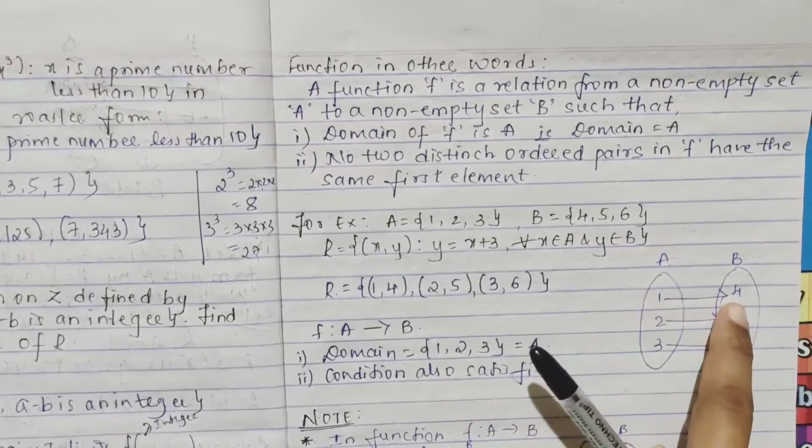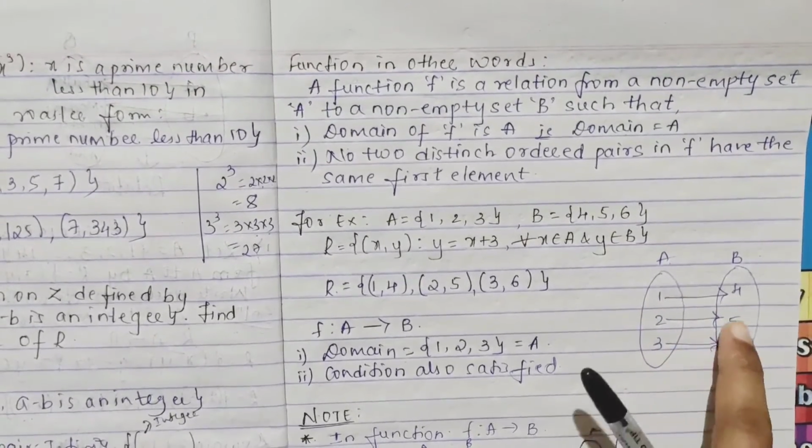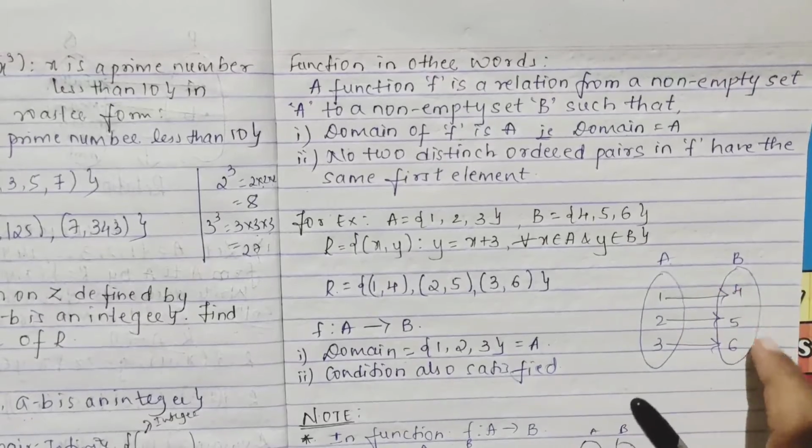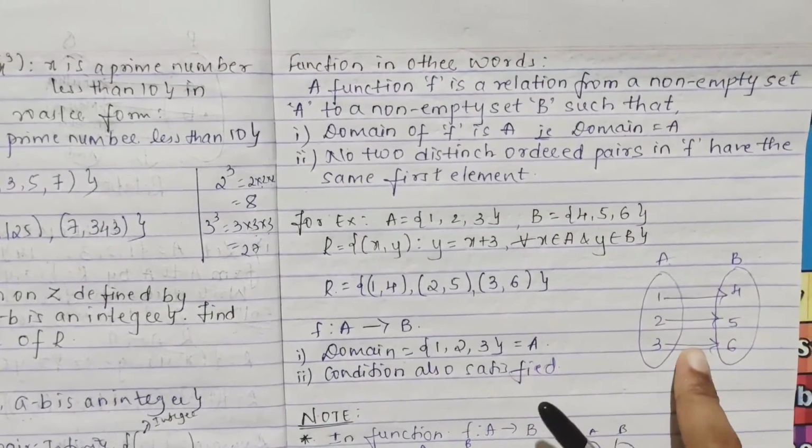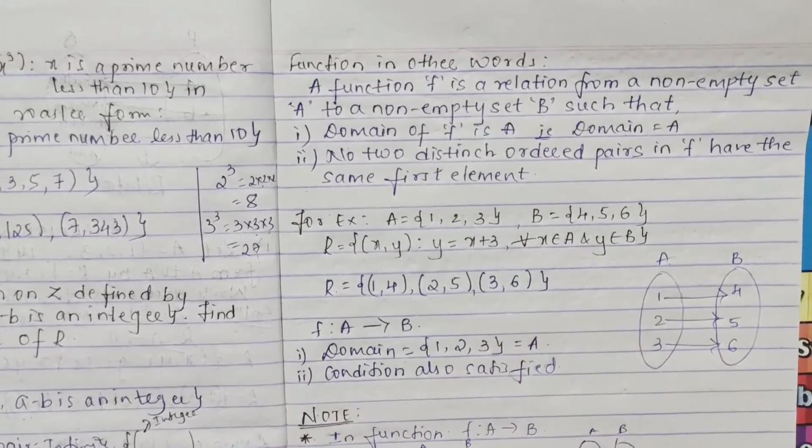So you see here 1 is mapped with 4, 2 is mapped with 3, 5, 3 is mapped with 6. So it is not mapped with the same element. So the condition is also satisfied. The second condition is also satisfied. So what it means is the same, in other words.